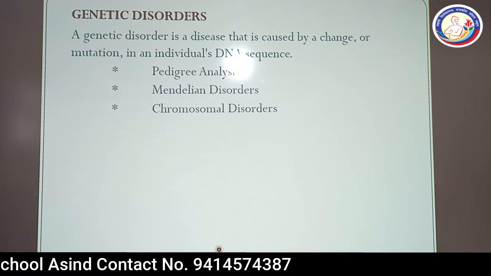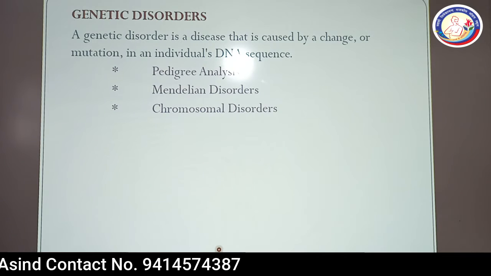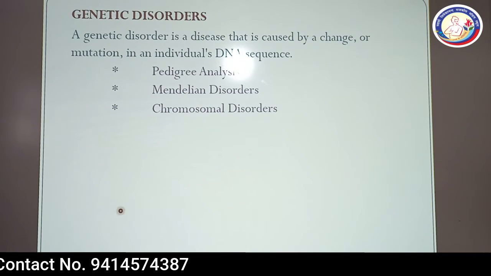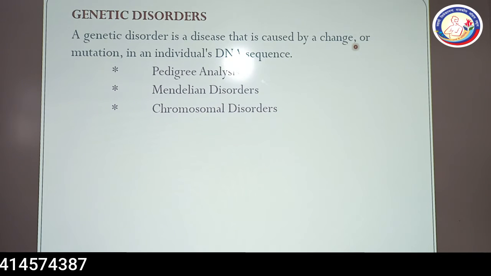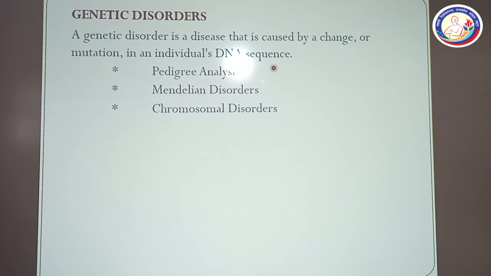Now come to the next topic, genetic disorders. What are genetic disorders and what is the definition? A genetic disorder is a disease that is caused by a change or a mutation in an individual's DNA sequence. A change in the DNA sequence causes genetic disorders, and out of that we will discuss some important points. First of all, pedigree analysis. Second is Mendelian disorder, and third is chromosomal disorders.